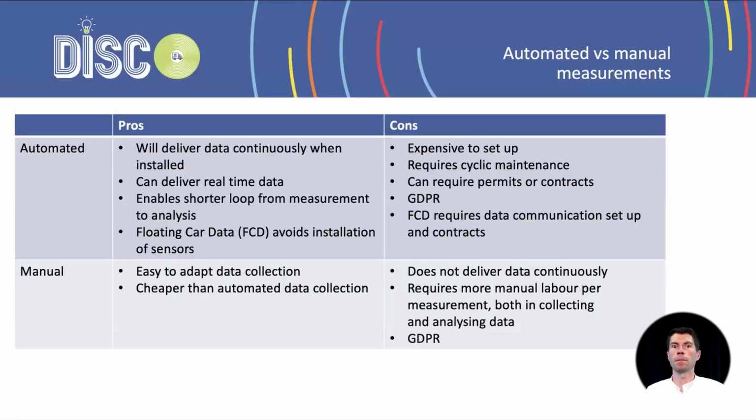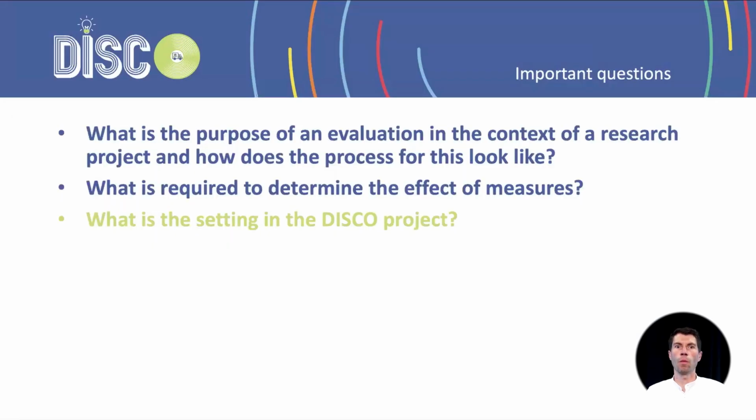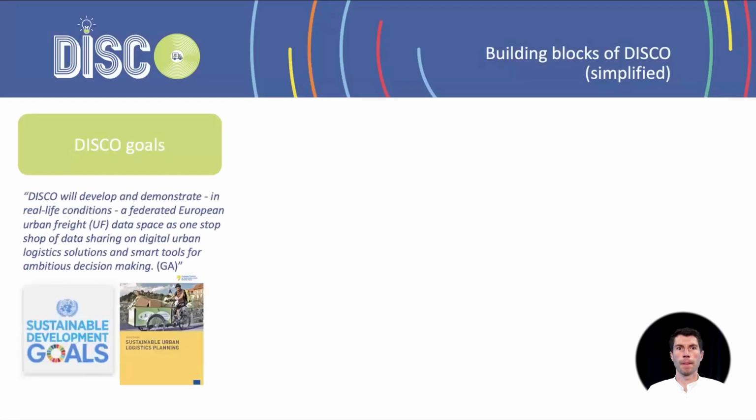On the other hand, manual methods do not deliver data continuously and often require more manual labor per measurement, both in collecting and analyzing data. Now, what is the setting in the DISCO project? The DISCO project focuses on interconnected urban freight organization and city planning through data sharing and digitalization, which is based on a physical internet approach.